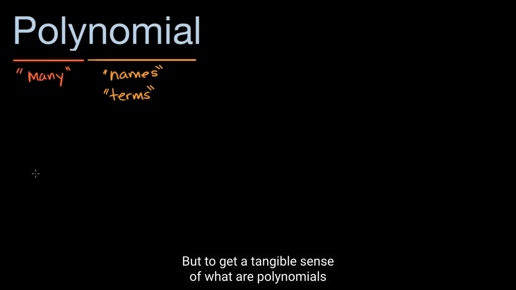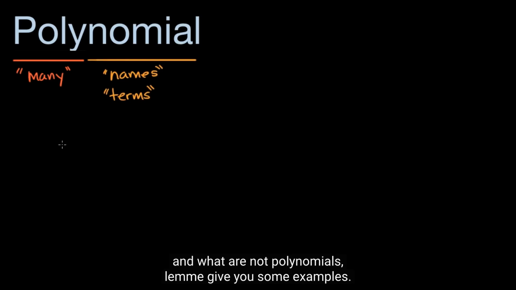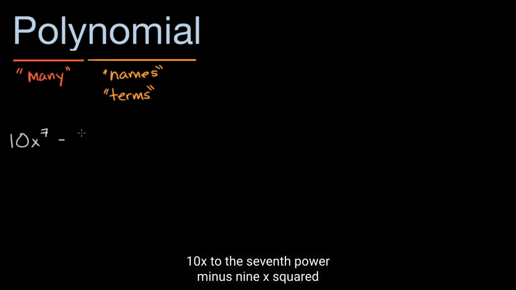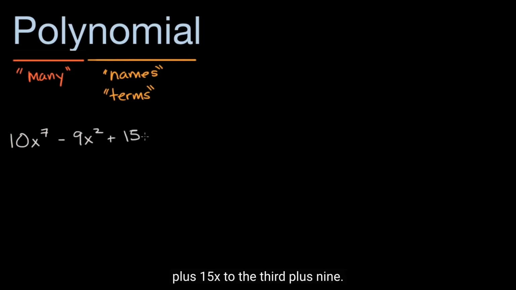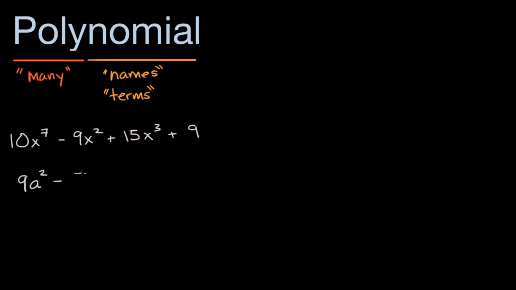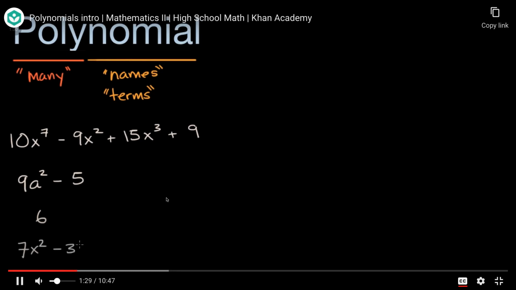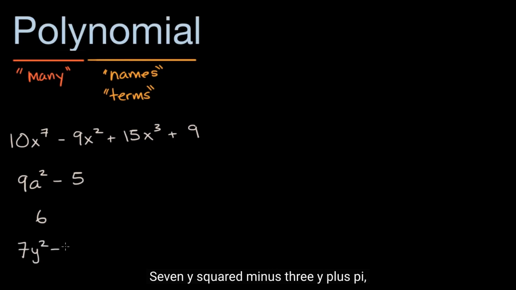But to get a tangible sense of what are polynomials and what are not polynomials, let me give you some examples, and then we could write some maybe more formal rules for them. So an example of a polynomial could be 10x to the 7th power minus 9x squared plus 15x to the 3rd plus 9. This is a polynomial. Another example of a polynomial, 9a squared minus 5. Even if I just have one number, even if I were to just write the number 6, that can officially be considered a polynomial. If I were to write it in another variable, 7y squared minus 3y plus pi, that too would be a polynomial.